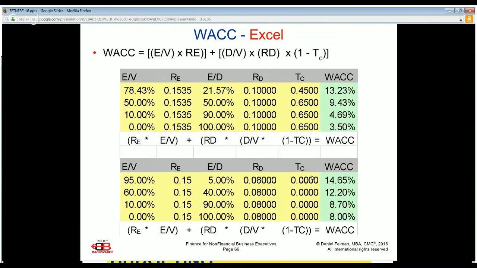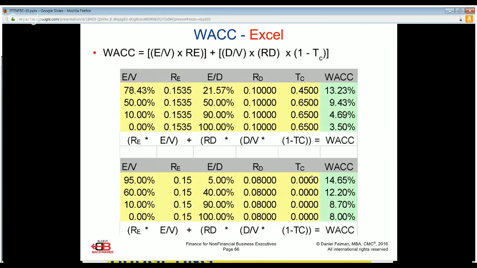So what proportion of our capital is equity? What proportion is debt? V is the total value of our capital. So if we have 75 million in equity and 25 million in debt, we'll have basically a 75-25 equity to debt proportion. And that's what we have in our very first line. 78.43% of all of our capital is equity. The difference, 21.57, is debt. Those add up to 100%, of course.